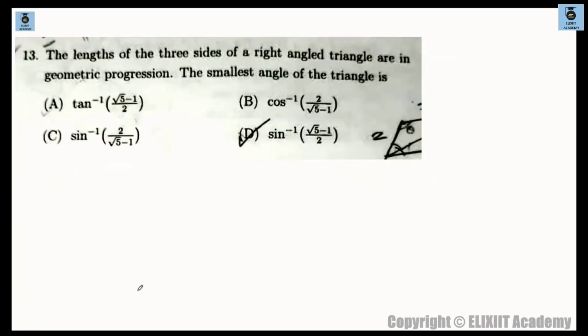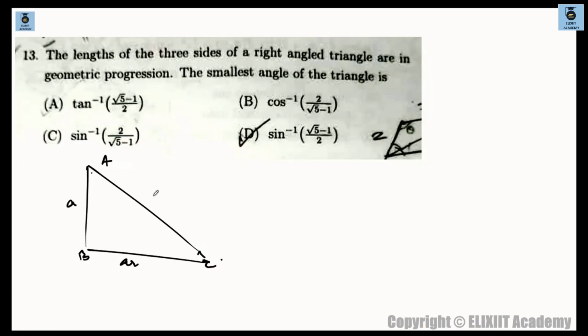Okay, next we have this question which says that the lengths of the 3 sides of a right angle triangle are in geometric progression. The smallest angle of this triangle is what? So we have a right angle triangle ABC whose sides are in geometric progression, a, ar, ar squared, let's say.